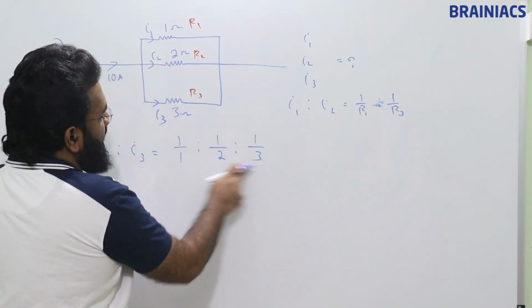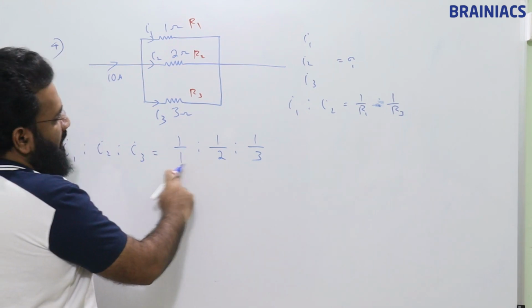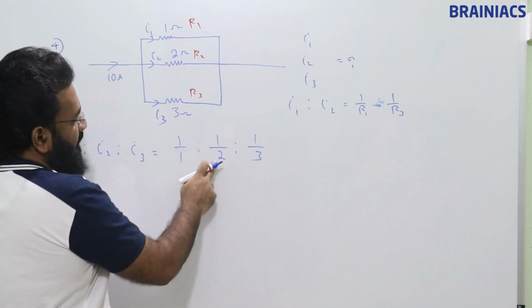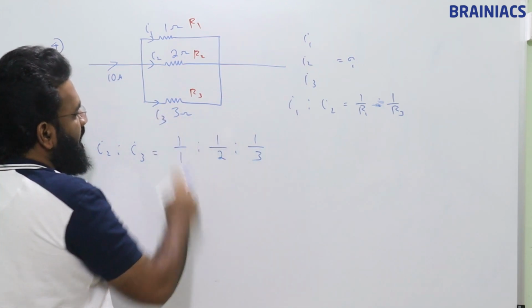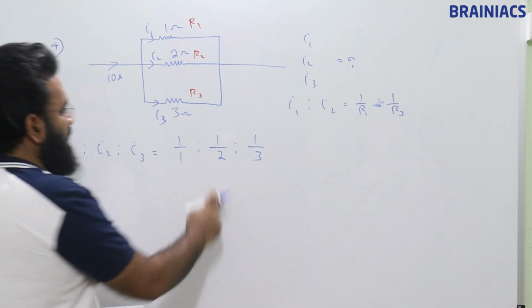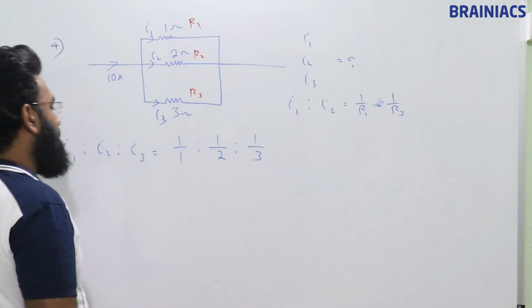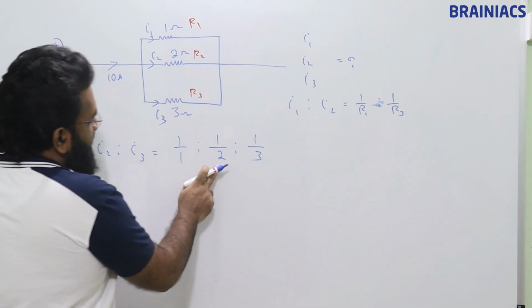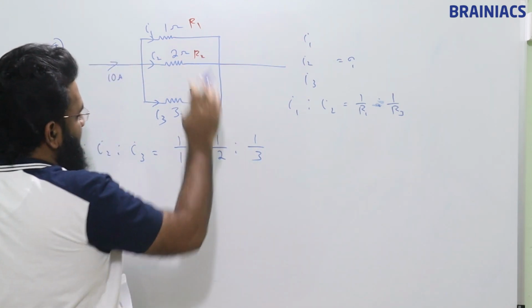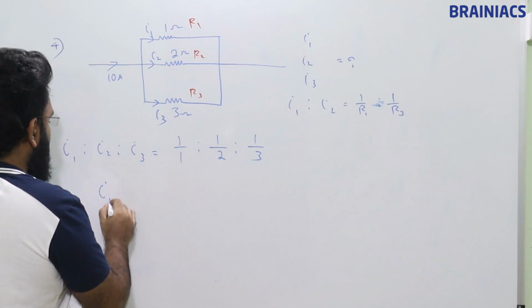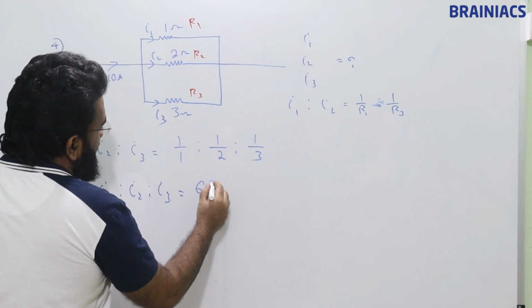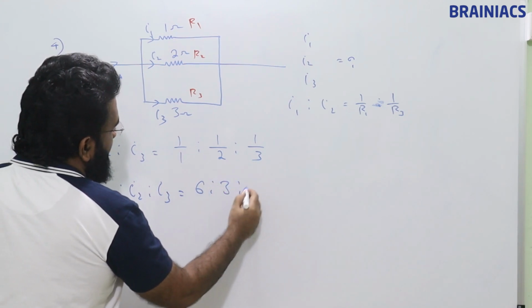Which number should I multiply here so that I will be getting it without fractions? If I multiply with 2, here it is going to be 2 by 3. If I multiply with 3, here I will be getting 3 by 2. So I should take a common number which can be cut with these two also. I am taking 6. We cannot take 2 and 3, 4 we cannot take, 5 we cannot take. If we take 6, we will be getting I1 is to I2 is to I3 equal to 6 is to 3 is to 2.